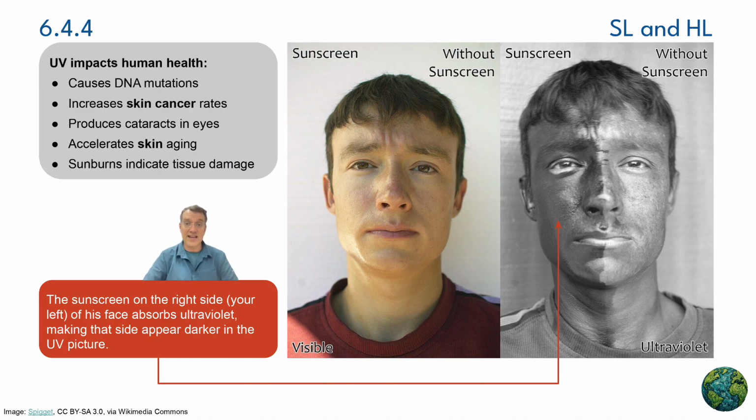It accelerates skin aging, it breaks down collagen, it causes wrinkles and age spots to appear earlier. Even sunburns, which many people think of as minor, actually indicate significant tissue damage at the cellular level. That redness and that pain that you feel after too much sun is your skin responding to UV damage.